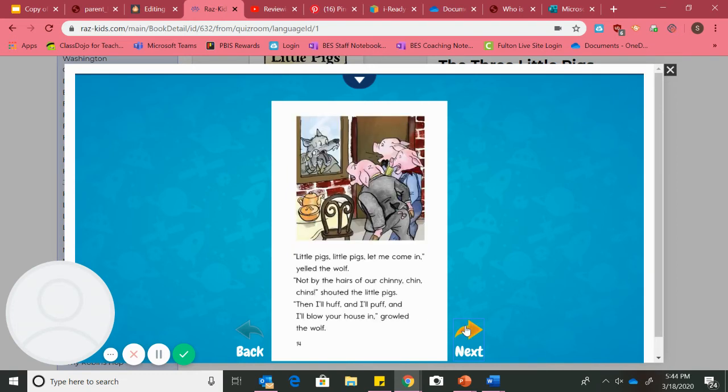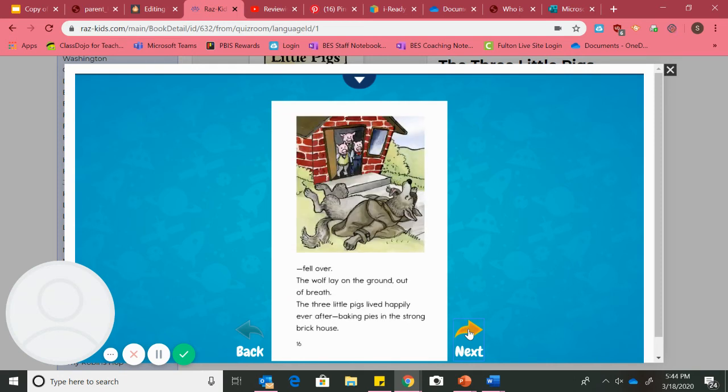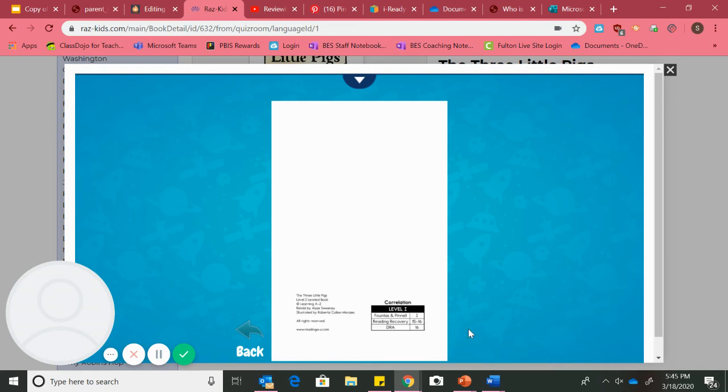Little pigs, let me come in, yelled the wolf. Not by the hairs of our chinny chin chins, shouted the little pigs. Then I'll huff and I'll puff and I'll blow your house in, growled the wolf. The wolf huffed and puffed and fell over. The wolf lay on the ground out of breath. The three little pigs lived happily ever after, baking pies in the strong brick house.